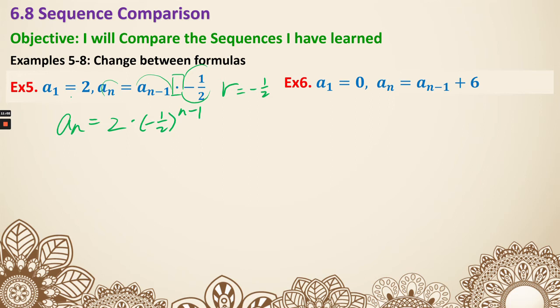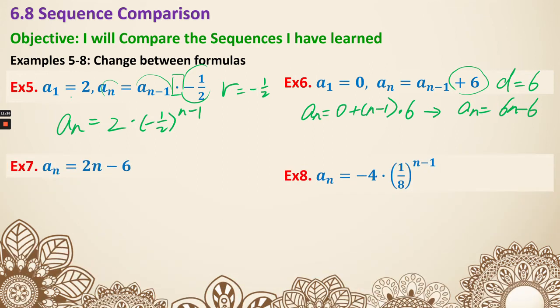Example 6, you can see it's a plus 6. That means I have a d equals 6. That is an arithmetic sequence. I can write it into an explicit formula. A sub n equals, my a sub 1 is 0, then n minus 1 times the common difference, which is 6. That simplifies to a sub n equals 6n minus 6. That is example 6.